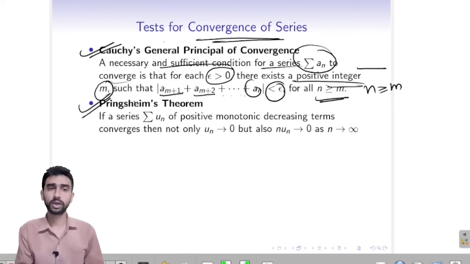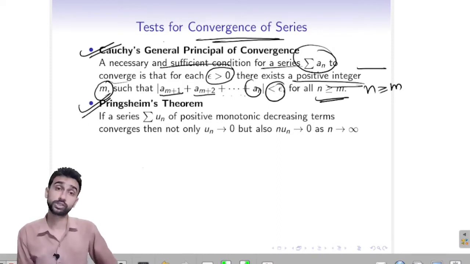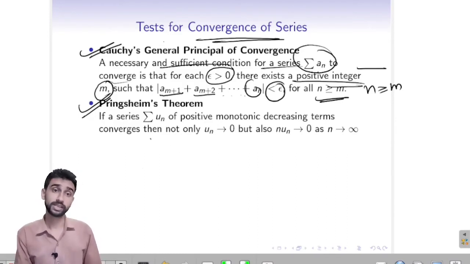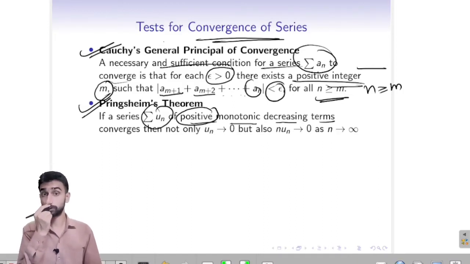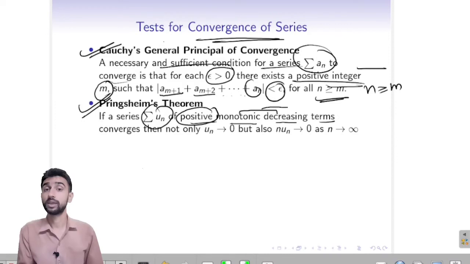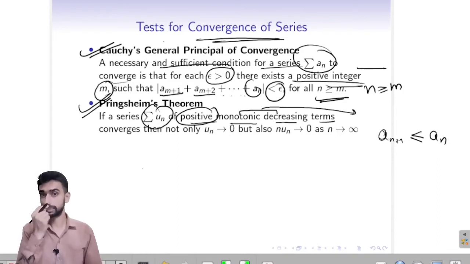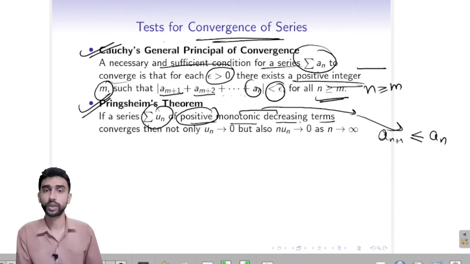Now there is another method for checking the convergence of series. This is Pringsheim's theorem. It says, if I have a series un of positive monotonic decreasing terms, this is important: all the terms of this series should be positive, and it should be monotonic decreasing. Monotonic decreasing means the next term an plus 1 should be less than or equal to an.